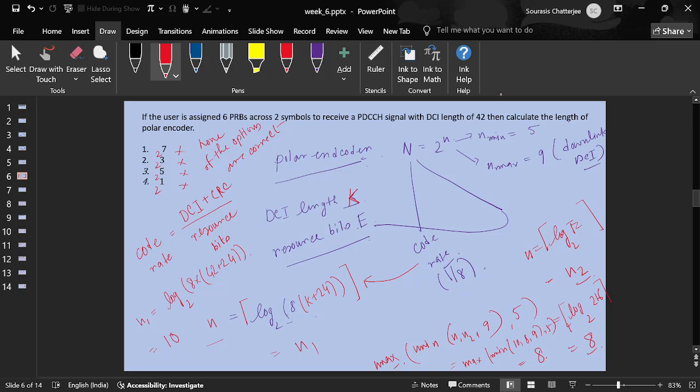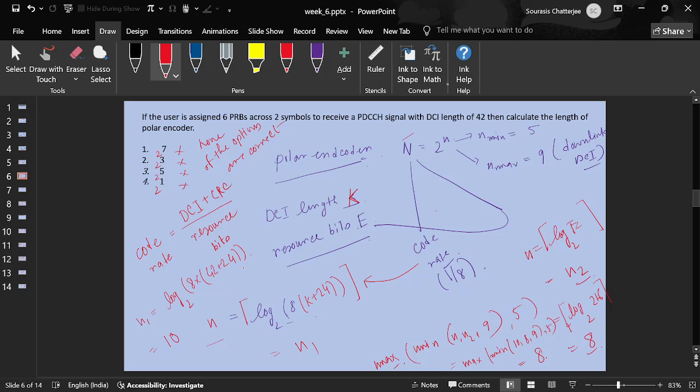When I say the length of the polar encoder, here I mean the capital N, right? So how do I solve this question? You can see that the DCI length is given as 42, let's call it K, and the resource bits let's consider to be capital E, okay? So what is the code rate for this particular scenario? It's DCI plus CRC, divided by resource bits. And how do I calculate the length of the polar encoder?